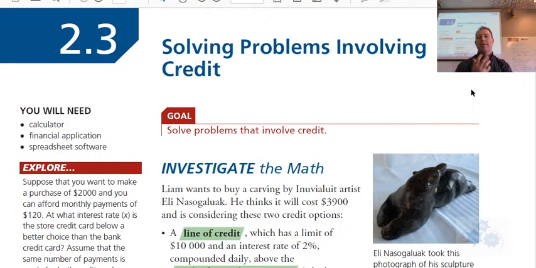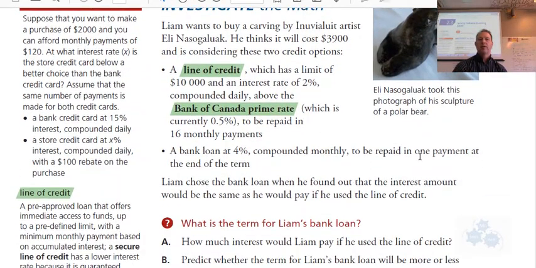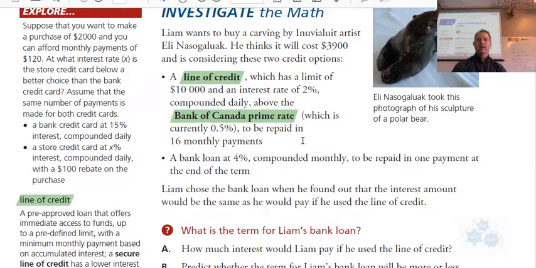Okay, so we're going to combine 2.2 and 2.3. 2.3 is solving problems involving credit. So we're talking still about credit cards and that sort of thing, but we're going to add a couple of terms here that you may not know. So let's take a look at this.